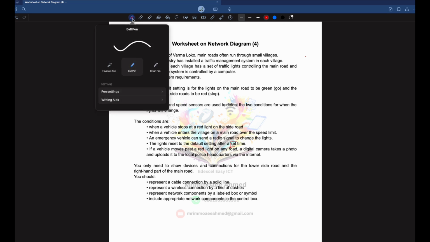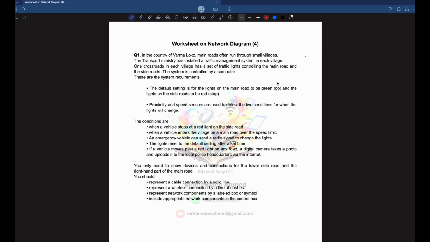So always try to carry a pencil and mark the words that you think are important, or that can be a network component. You can just connect it as a network component, similar like that. When you go through, you'll understand: a traffic management system in each village. One crossroad in each village has a set of traffic lights controlling the main road and the side road. So there is a main road and a side road. The system is controlled by a computer, right?